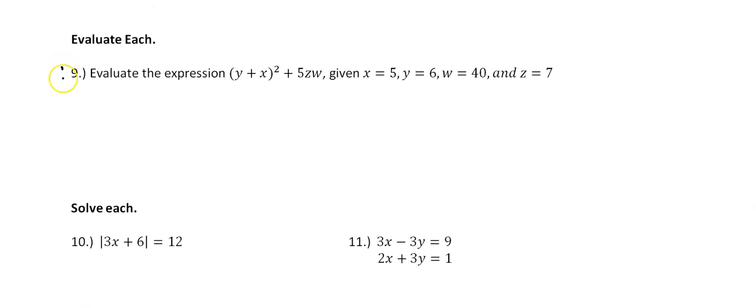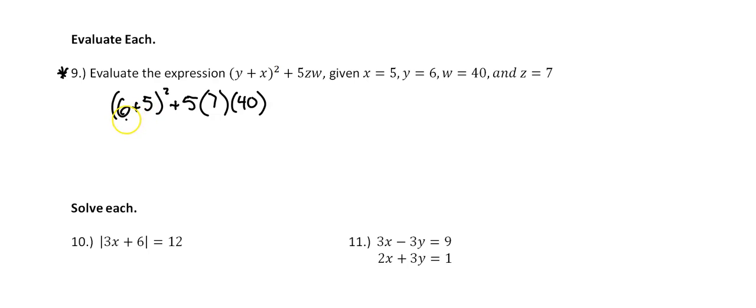The next one, this is the one that was supposed to have the asterisk on it. We should be able to do this without a calculator. Evaluate the expression (y + x) squared plus 5zw, and we're just going to plug these guys in. So if I start plugging away here, inside the parentheses, I've got 6 plus x is a 5. And let's see here, z is a 7, and w is a 40. And really, for me, this comes down to 2 things: order of operations, and then understanding how you can mix some of those things up.